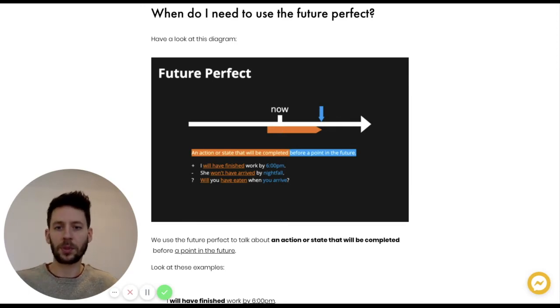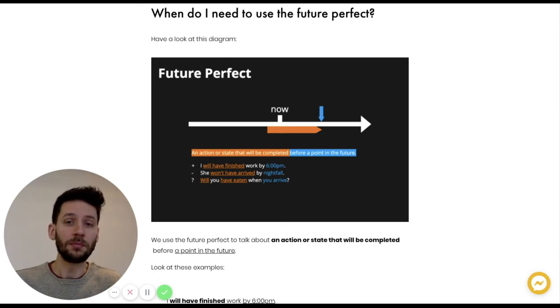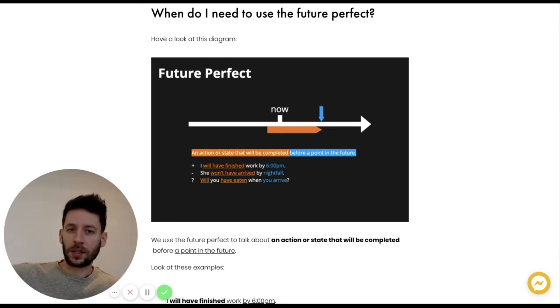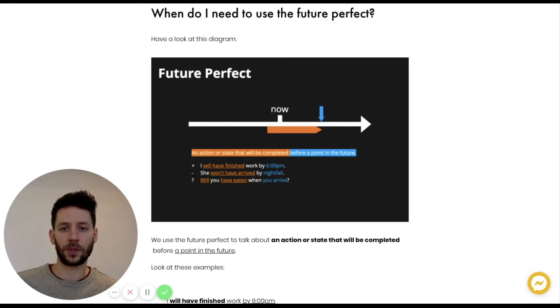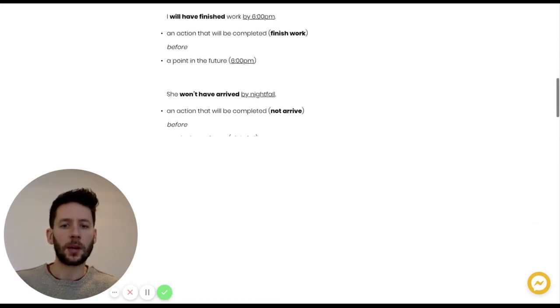Okay, the next example, she won't have arrived by nightfall. Nightfall is when the night comes, so that's a point in the future, and the action, arrive, she won't have arrived by nightfall. So that's this action or state that won't be completed before a point in the future, because it's negative. Okay, I hope that makes sense.